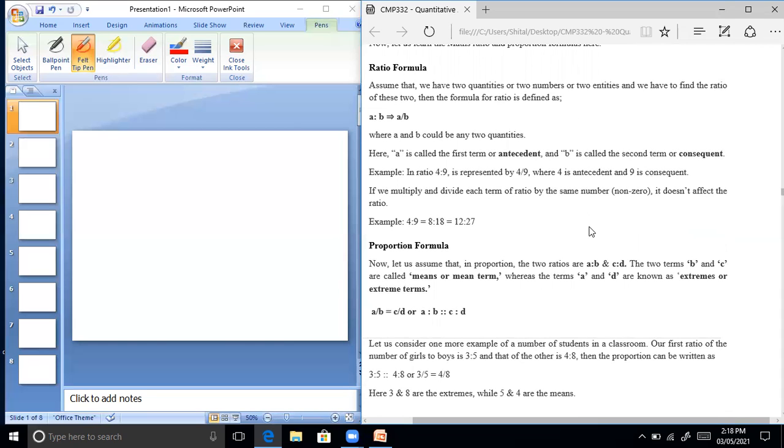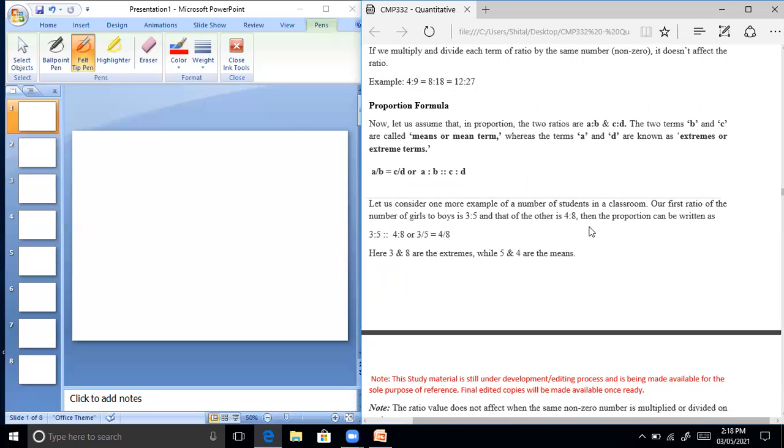If we multiply and divide each term of the ratio by the same non-zero number, it doesn't affect the ratio. That is, when you multiply the same number to both numerator and denominator. Properties formula. Now let us assume that in a proportion the two ratios are A by B and C by D. The two terms B and C are called means or mean terms, whereas the terms A and D are known as extremes or extreme terms.